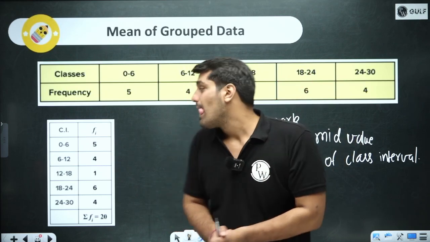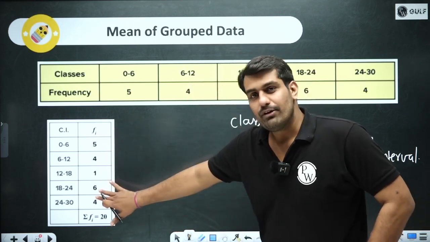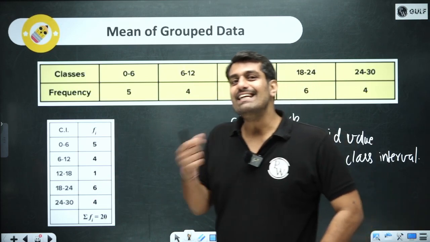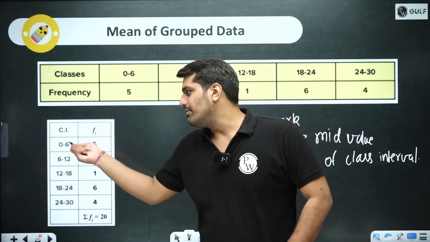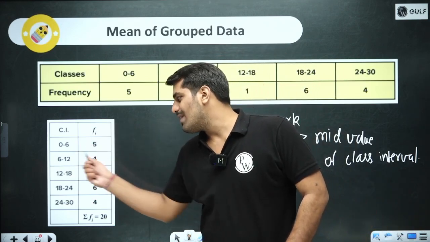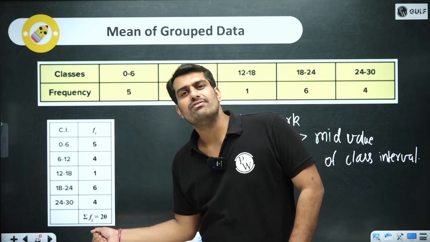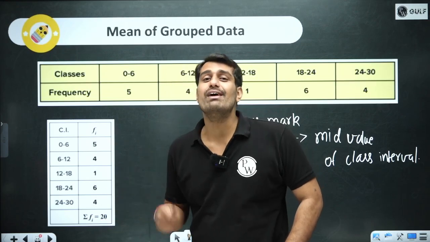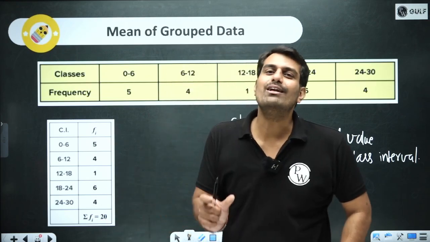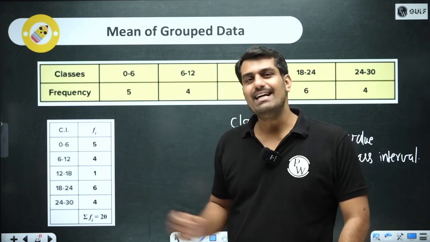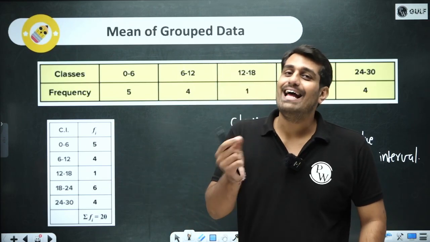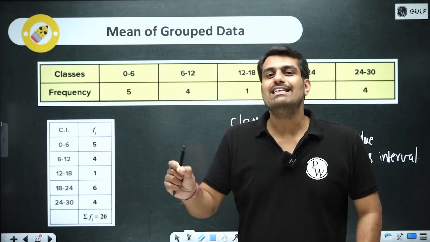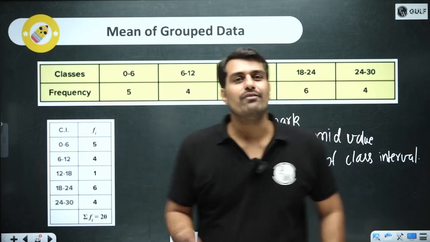How, sir? You can observe the frequency. Frequency, right? So frequency is indicating the number of people. So 5 people lie between this, 4 lies between this, 1 lies between this. In total, how much do we have? In total, if I add the frequency, I'll have 20 people. So 20 over here is representation of what? The total people which are part of this data. So sigma fi, which we call the total value, n, is the total number of people part of this particular data.